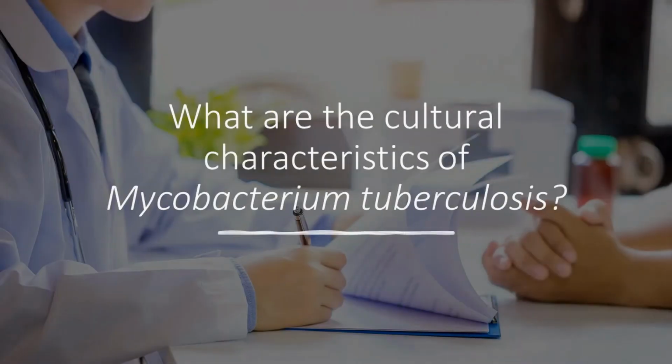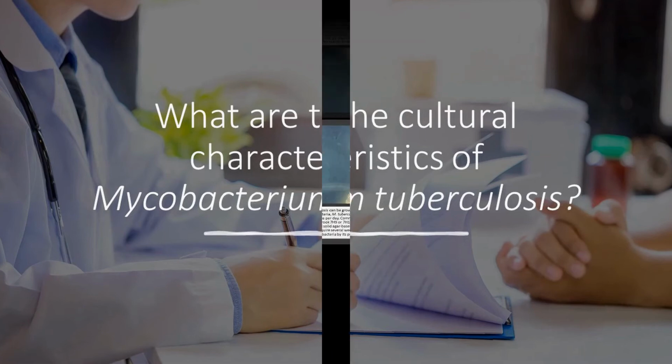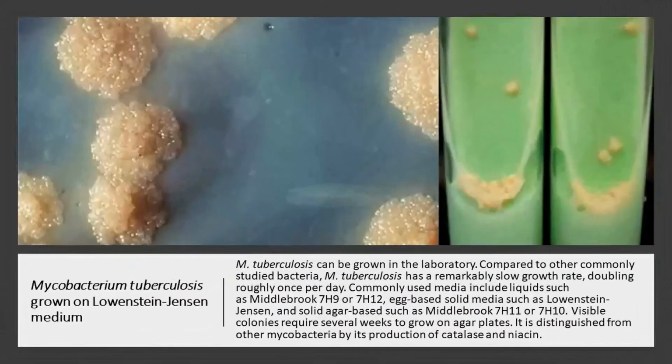What are the cultural characteristics of Mycobacterium tuberculosis? M. tuberculosis can be grown in the laboratory. Compared to other commonly studied bacteria, M. tuberculosis has a remarkably slow growth rate, doubling roughly once per day.